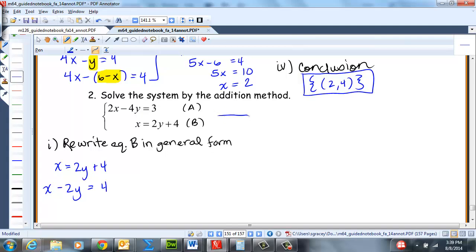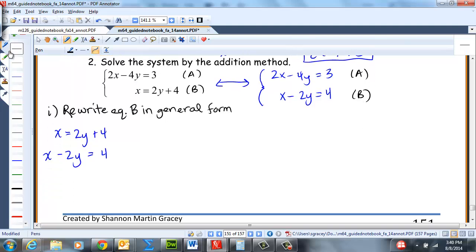So what has that given us? That has given us the equivalent system. Equation A is 2x minus 4y is 3, and our equation B is now x minus 2y is 4. So again, equation A, equation B, in a format that's conducive for the addition method.